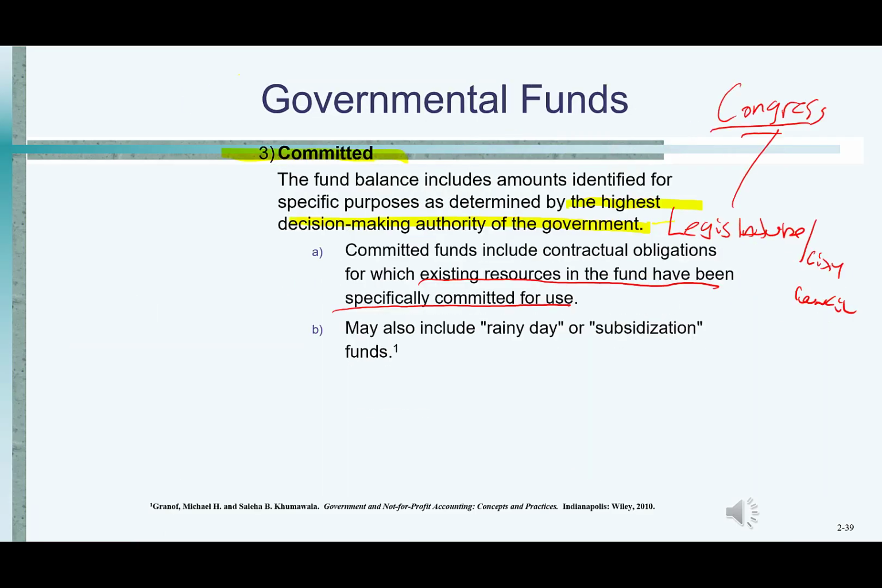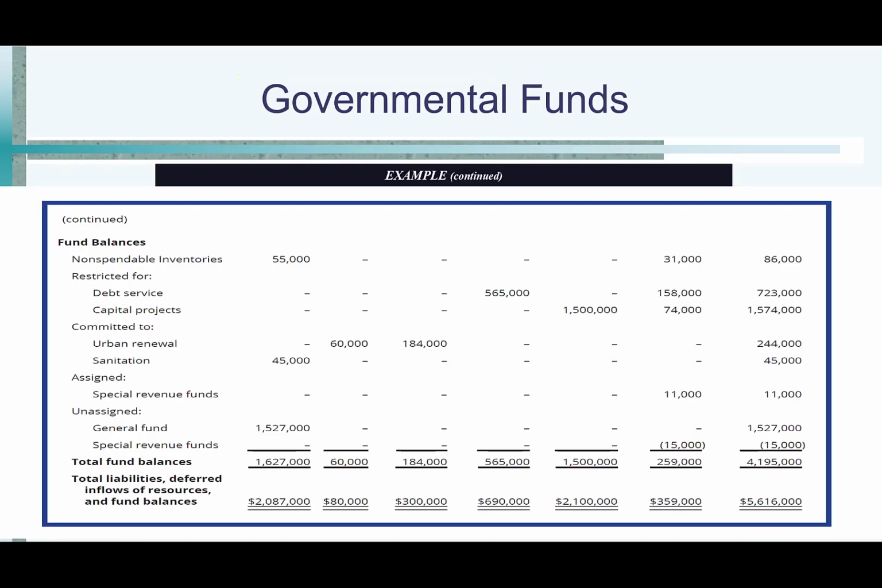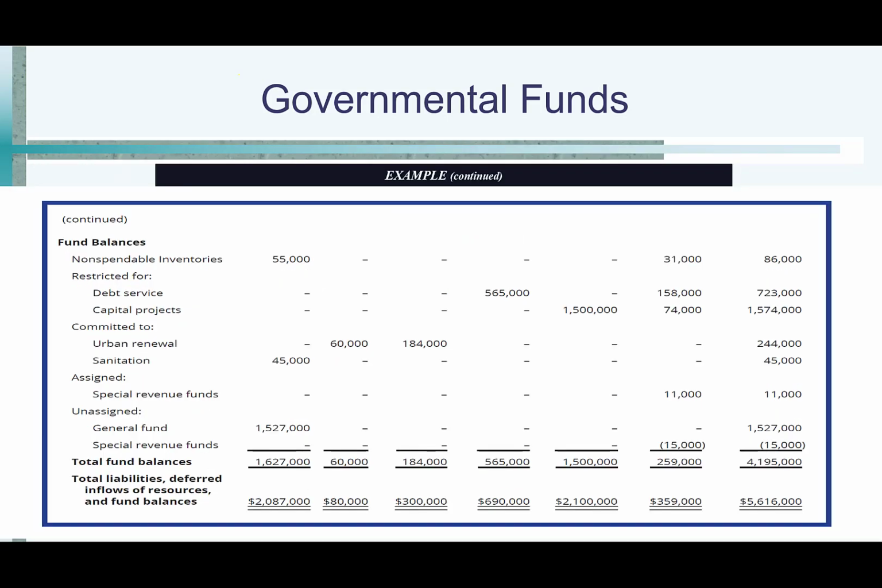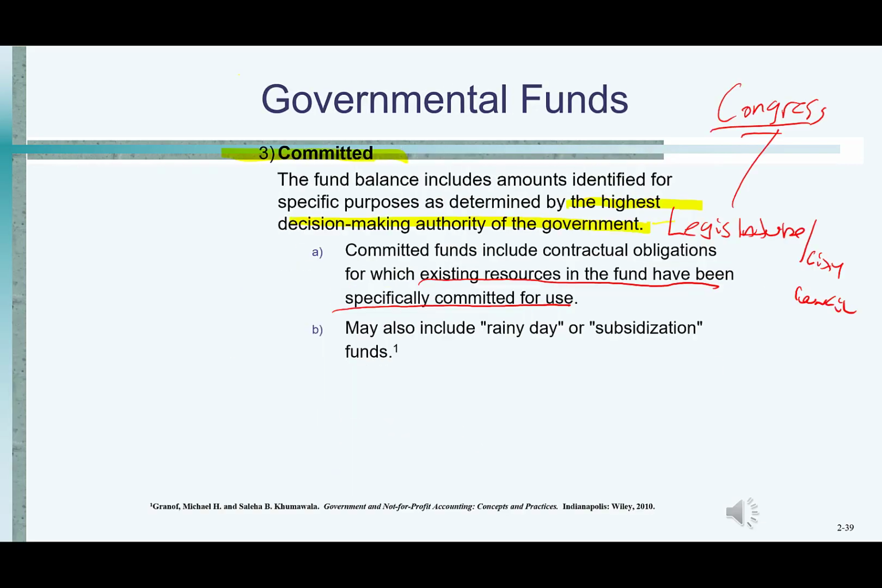I guess I need to go back and show that again. I'm never sure why this is so much trouble. You're not the first ones. Okay. Here's the total assets, $5,616,000. Then I have the total liabilities, $1,296,000. Right? I take the total liabilities plus my fund balance, and that equals $5,616,000. Is that the same number? Okay. Only the governmental funds do that. Everybody else leaves you hanging right here at 4195 and doesn't add the liabilities to come up with a bottom line. Everyone else leaves you at the net position.